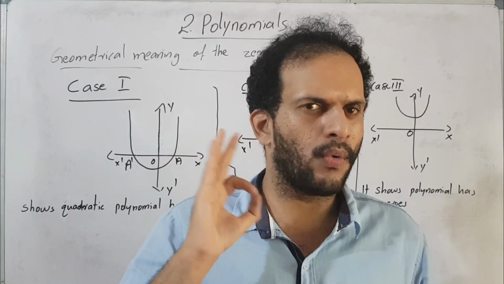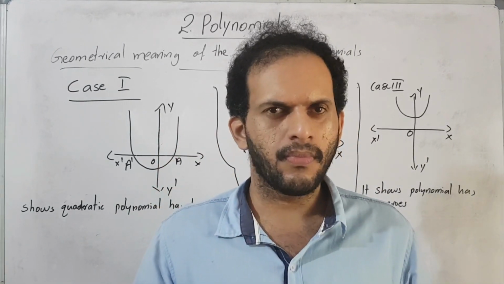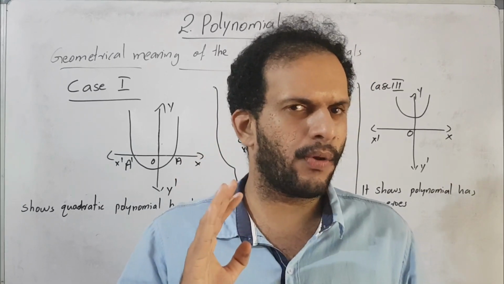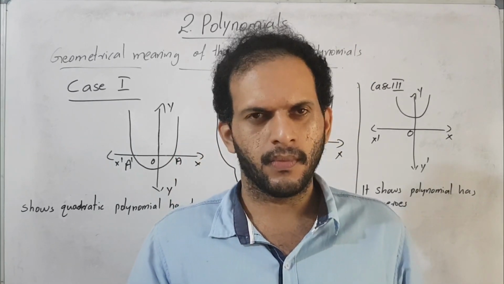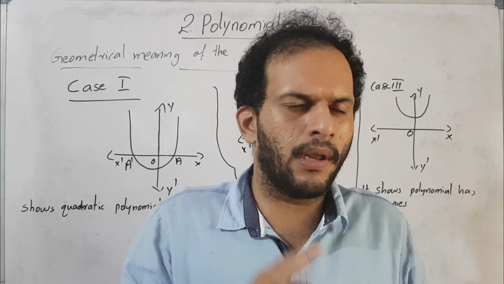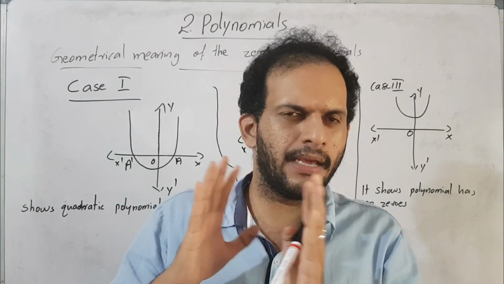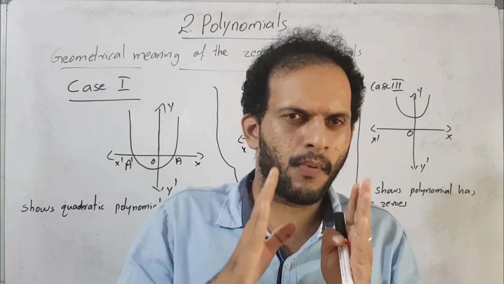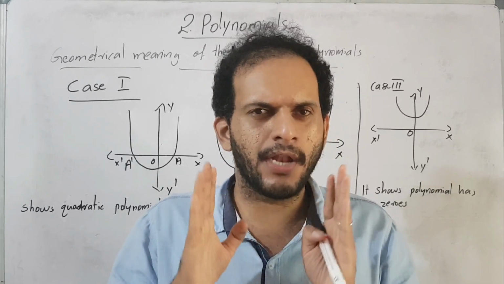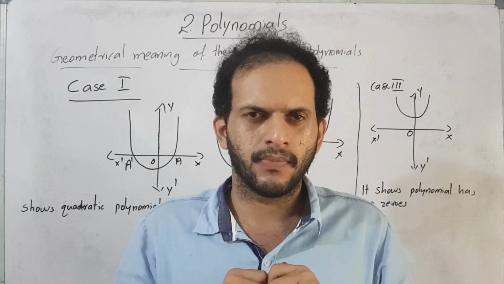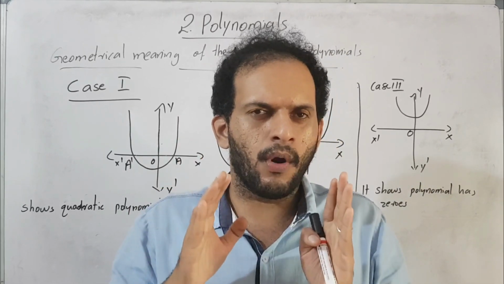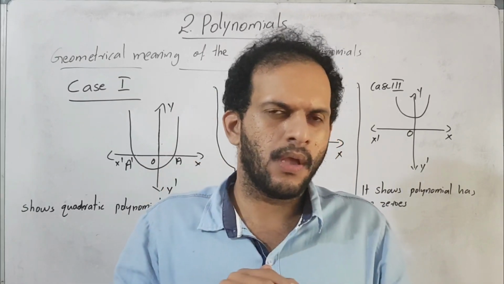If the polynomial is of degree 5, the graph of that polynomial cuts the x-axis at most 5 points. That means that polynomial has at most 5 zeros.